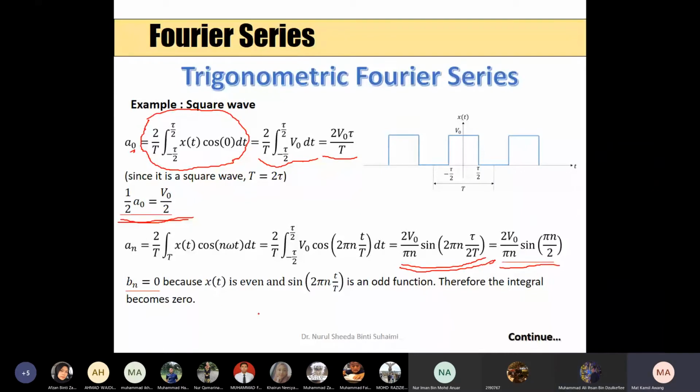For Bn, if you look at the signal, is it odd or even? This is an even signal. So if x(t) is even and sine is an odd function, therefore the integral becomes 0. So you don't have the coefficient for Bn. Bn is all 0. So you only have A0, A1, A2 up to infinity.